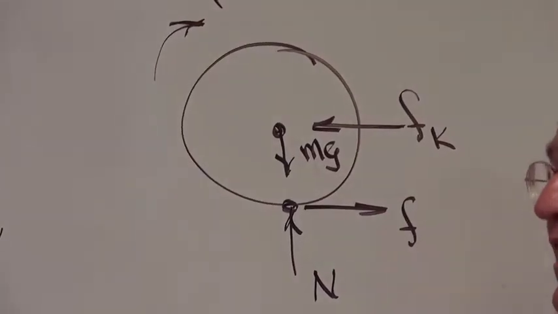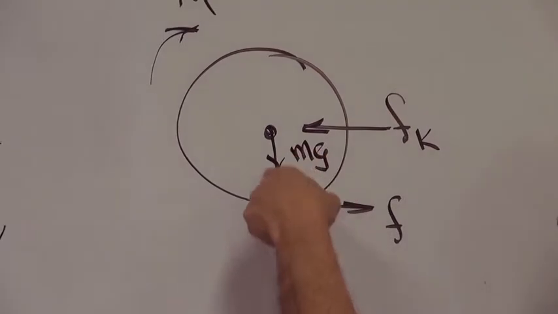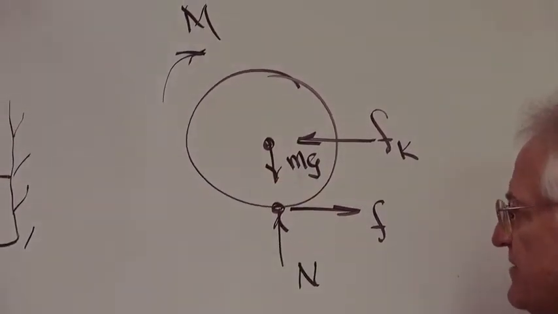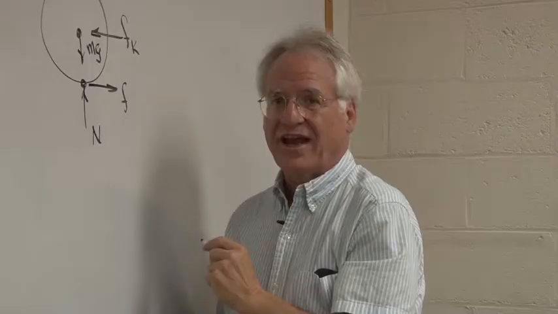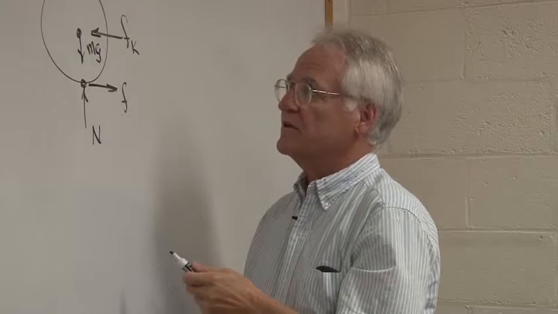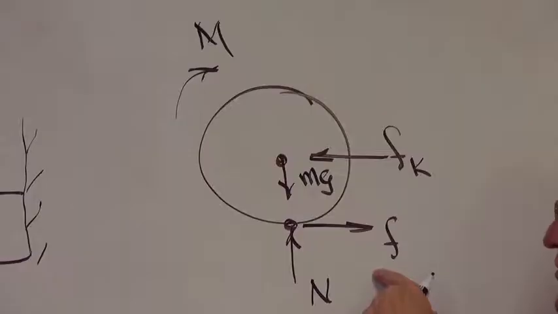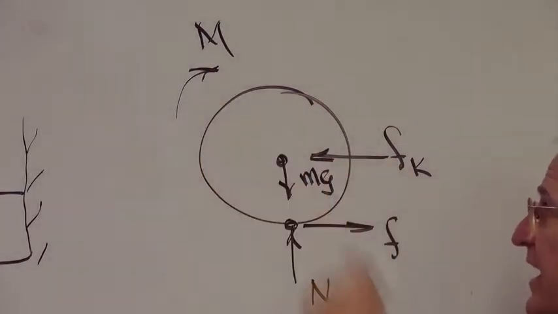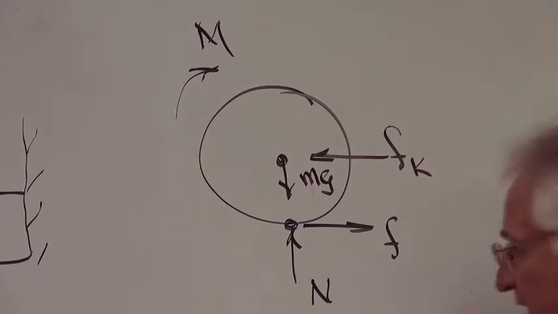Next, we have the free body diagram. The weight of the cylinder, mg, directed straight down. The normal force, N, from the ground to the cylinder. The unknown friction force, F, the force from the spring, F sub K, and the external applied moment, M.